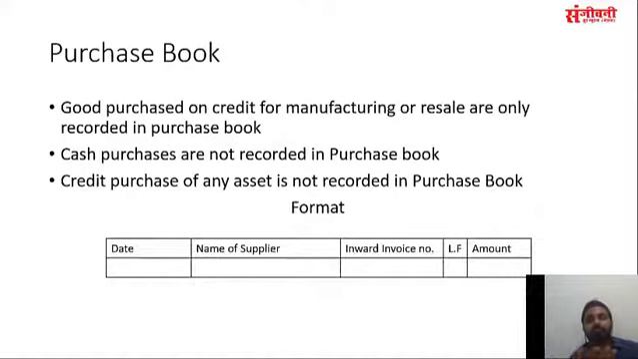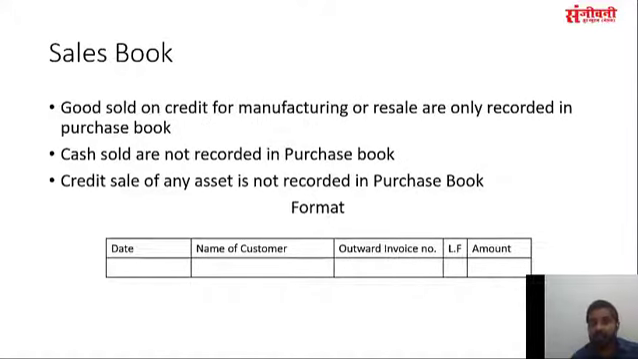Okay, so purchase books are books where goods purchased on credit for manufacturing or resale are recorded. Cash purchases are not recorded in the purchase book. Credit purchase of any asset is not recorded in the purchase book. So here's the format: date, name of supplier, so whoever supplied to you, then inward invoice number, LF, and amount. Then sales book, similarly the format is date, name of customer, outward invoice, so whatever invoice you are raising to him, and LF, then amount.